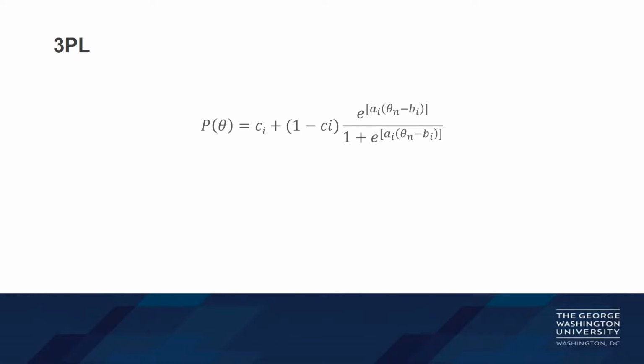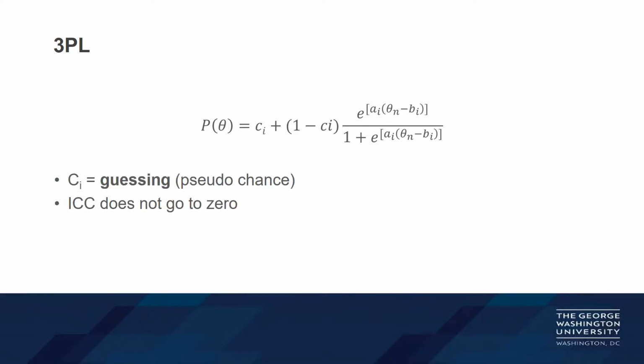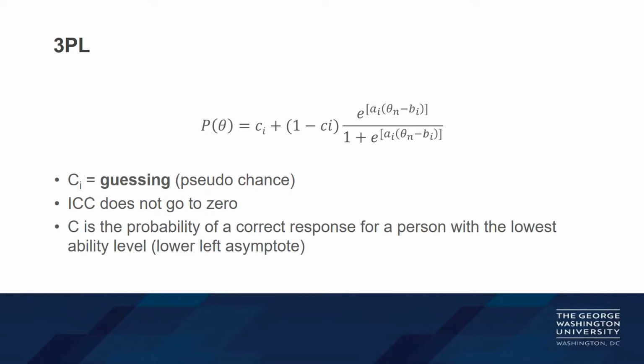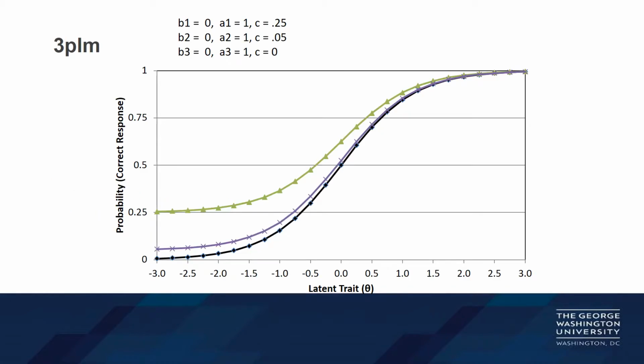Our 3-parameter model is useful because now we can incorporate guessing. C is our guessing parameter. Some people call it pseudo-guessing. Our ICC, our item characteristic curve, does not go to 0. Now it goes toward the guessing. C is technically the probability of a correct response for a person with the lowest ability level, as far over to the left of our curve as you could get.